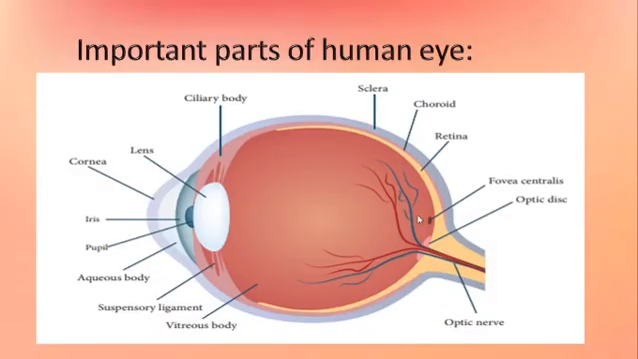Next, the important parts of the human eye. First, the cornea. Second, the iris. Then the pupil, then the retina, then the ciliary muscles, and the last one, the eye lens. These are the very important parts. First, we discuss the cornea.